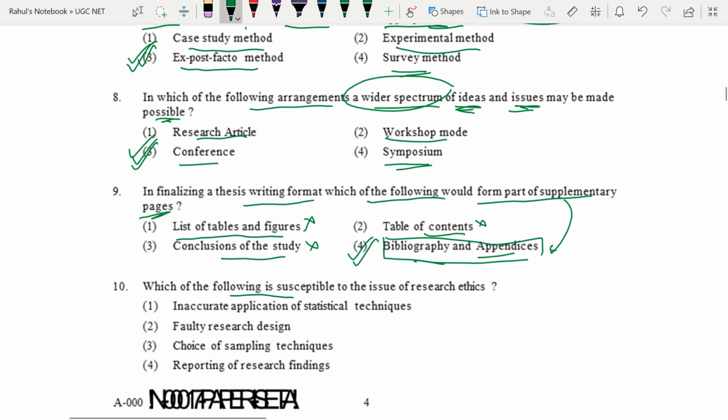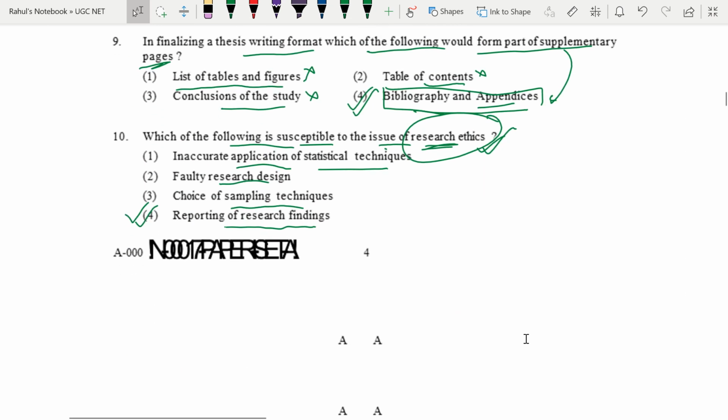Question number 10. Which of the following is susceptible to the issue of research ethics? Option A, inaccurate application of statistical techniques, faulty research design, choice of sampling techniques, and reporting of research findings. So option 4 is the correct answer, that whatever material and whatever facts you are taking, you need to report where you found them, right? So they are considered under the issues of research ethics, and it means you need to give credit to where you took the data or the facts, isn't it? So option 4 is the correct answer.